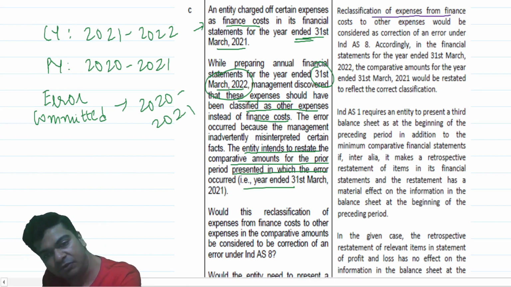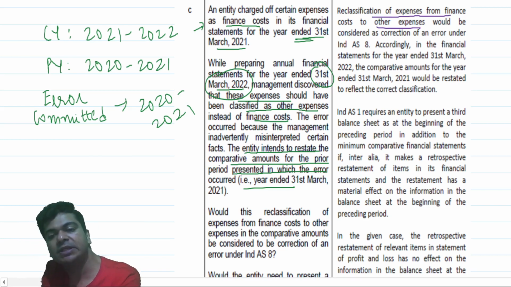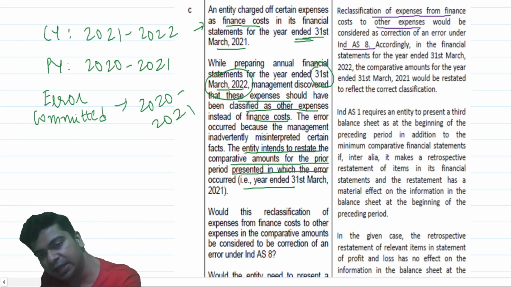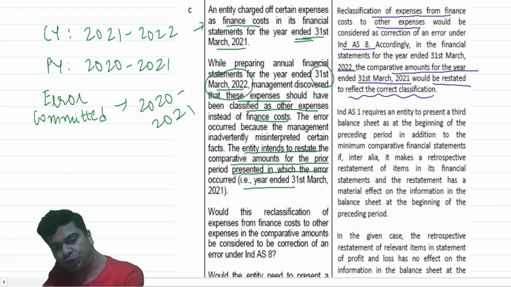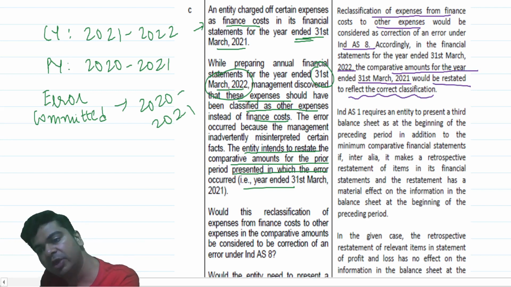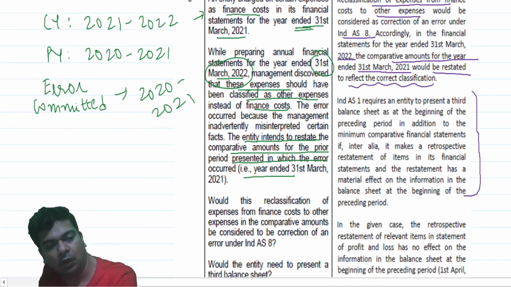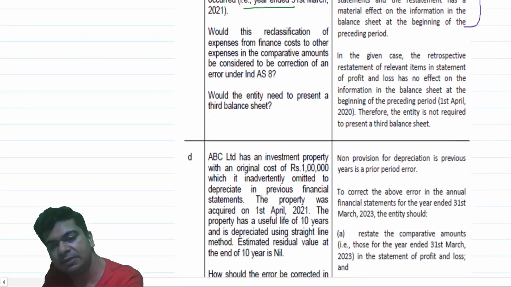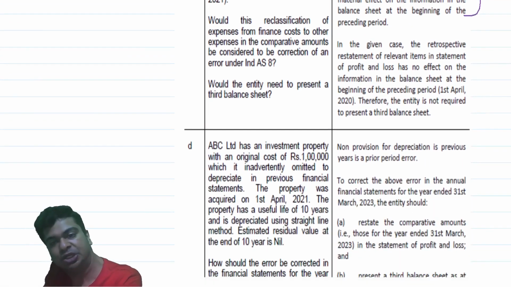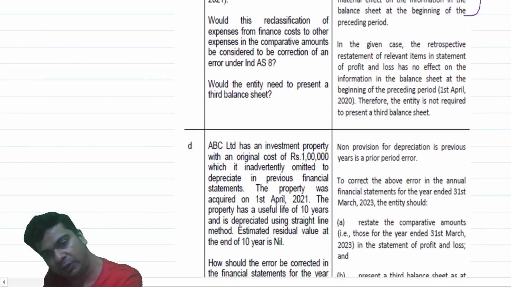Reclassification of expenses from finance cost to other expenses would be considered as correction of error under Ind AS 8. Okay. Accordingly, in the financial statements for the year ended 31st March 2022, the comparative amounts for the year ended 31st March 2021 would be restated to reflect the correct classification. Okay. Then they have given us when a third balance sheet should be prepared. We have discussed that many a time. I am just skipping that para. It is a repetition. We have already read it once or twice earlier.